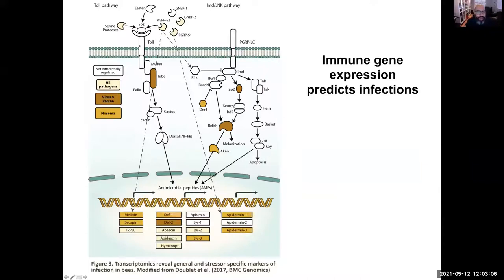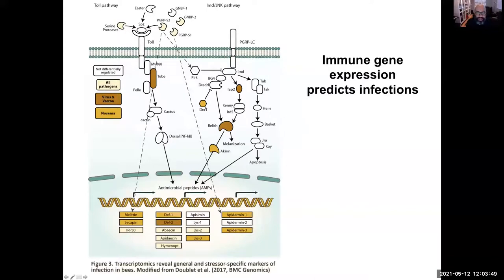What you're looking at here is that the colors represent differential expression based on infection. White means no differential expression. The light yellow genes are differentially expressed in the presence of all pathogens, here being Nosema, Varroa mites, and some of the viruses that they vector. So light yellow means differential expression regardless of what the pathogen is. But then we do have some stressor-specific expression. The darker orange genes are differentially expressed in the presence of Nosema.